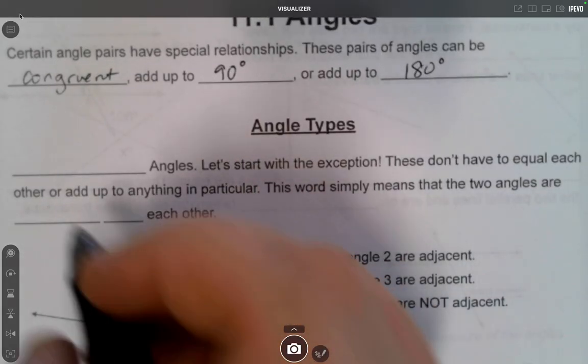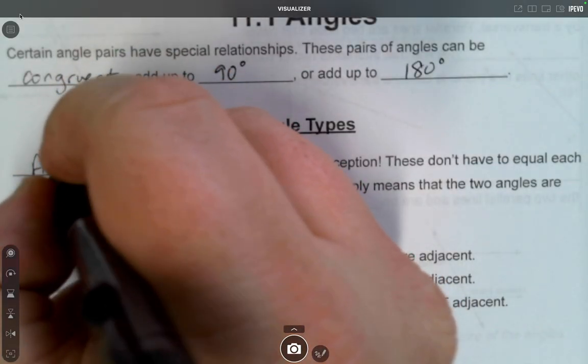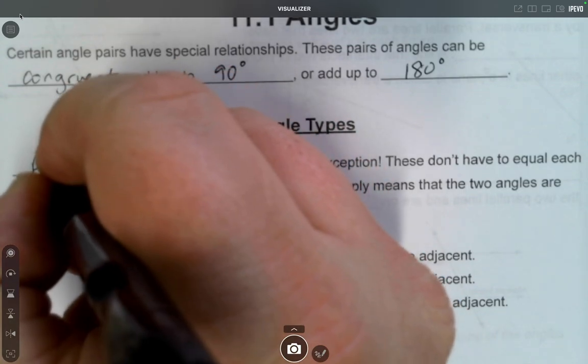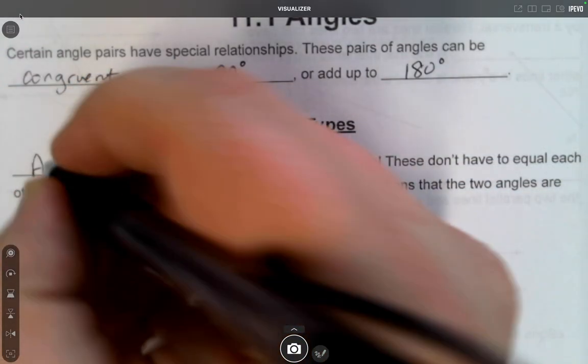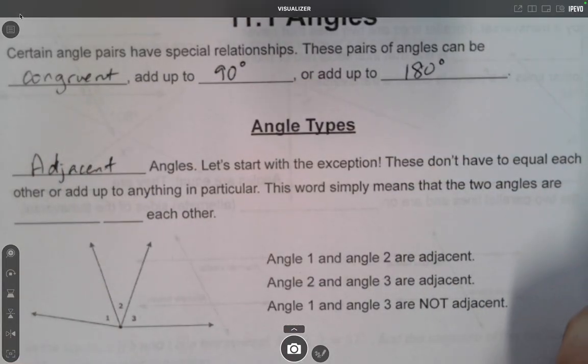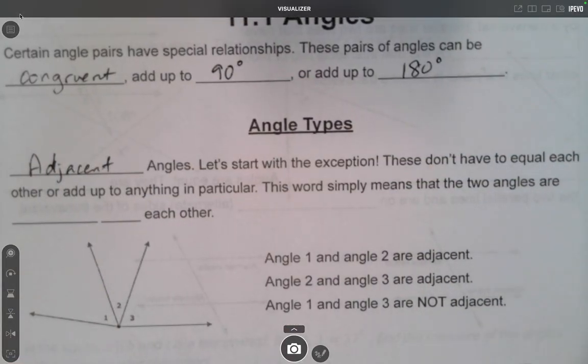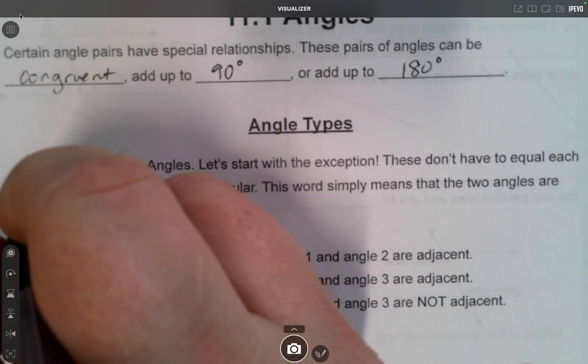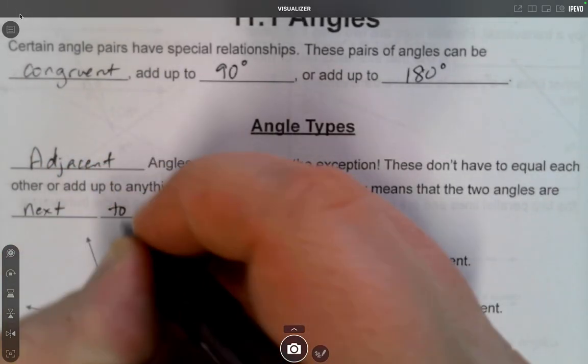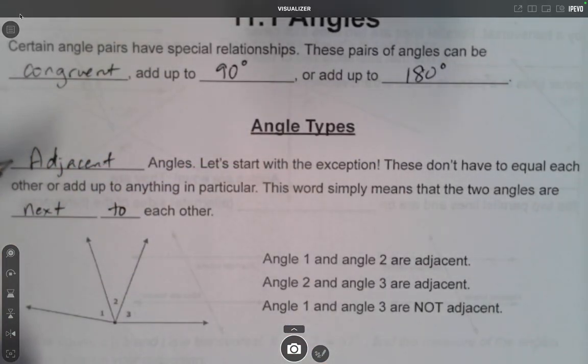Speaking of exceptions, let's talk about adjacent angles. Now, adjacent actually isn't just a math word. It's just a word that means next to. Like the person to your left is adjacent to you. The person to your right is adjacent to you. Your next door neighbor is adjacent to you. These don't have to equal each other or add up to anything in particular. It's certainly possible that they do, but all adjacent means is that the two angles are next to each other. So that's all we know for sure about two adjacent angles. They're next to each other.